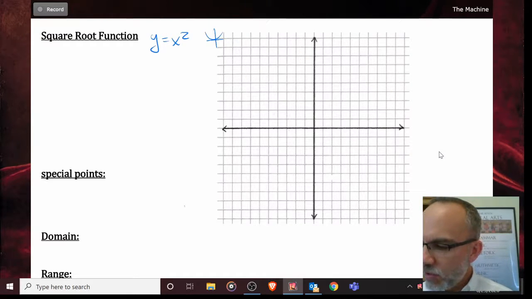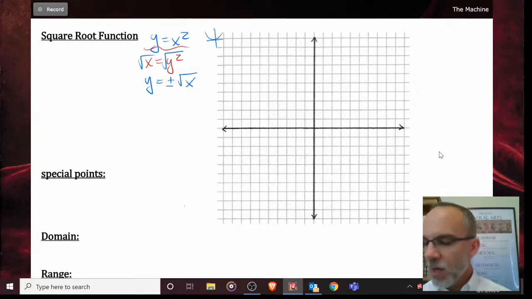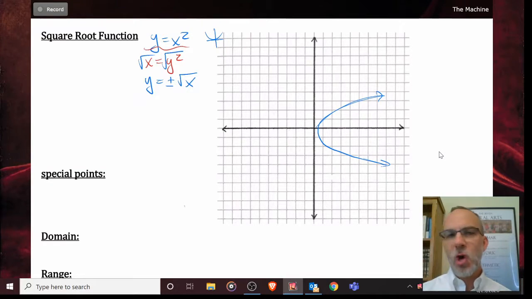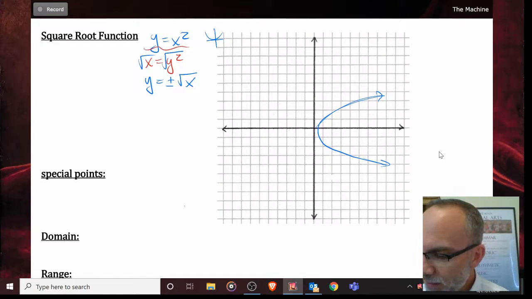So if I switch the x and y values, I would get x is equal to y squared. And then if I square root both sides to solve it for y, I get y is equal to positive and negative the square root of x. But I can't have that as a function. Basically, that would give me a sideways parabola like this. But you know from functions that you can't have two different y values for the same x value. But we could if I just said, no, I don't want the negative. I just want the positive of it. So I don't want the bottom part. I just want the top part.